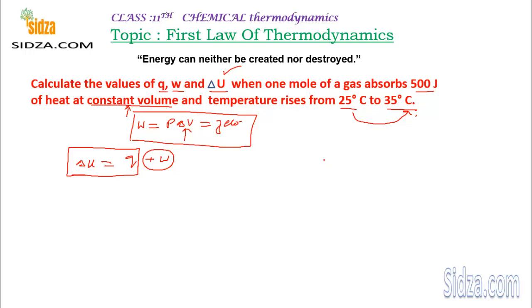Now the question is, how much will the internal energy change? That will again be equal to the heat supplied to the system. Q here is 500 kilojoules, therefore the change in internal energy will be 500 kilojoules. This is the change in internal energy of the system, and Q is also the same.